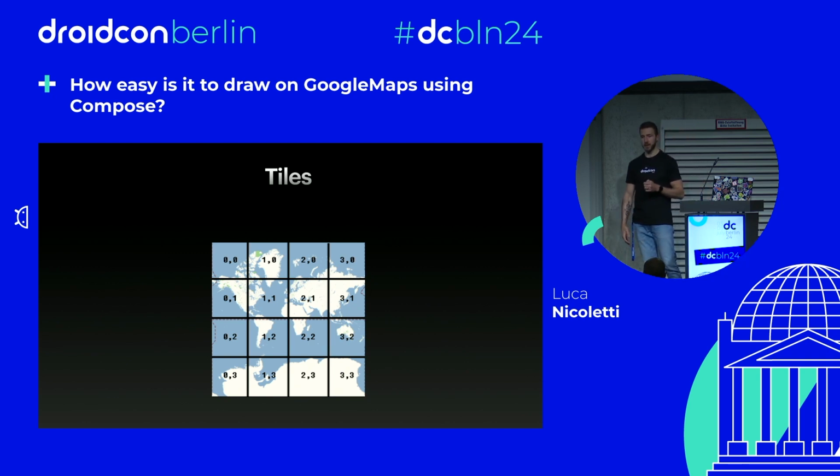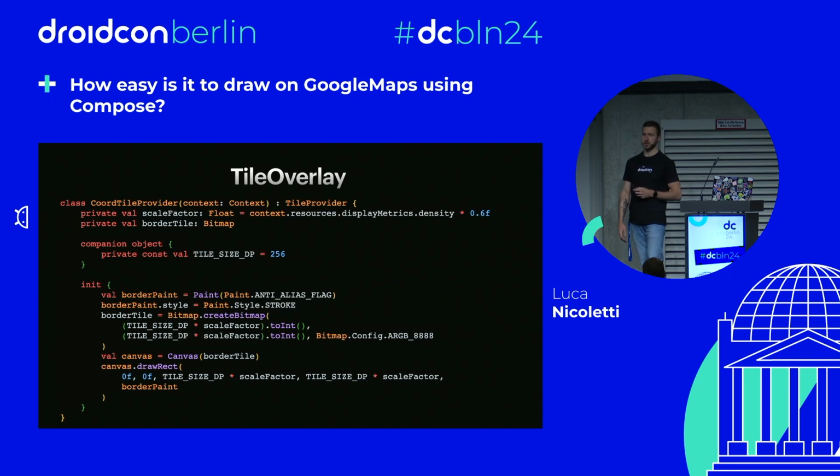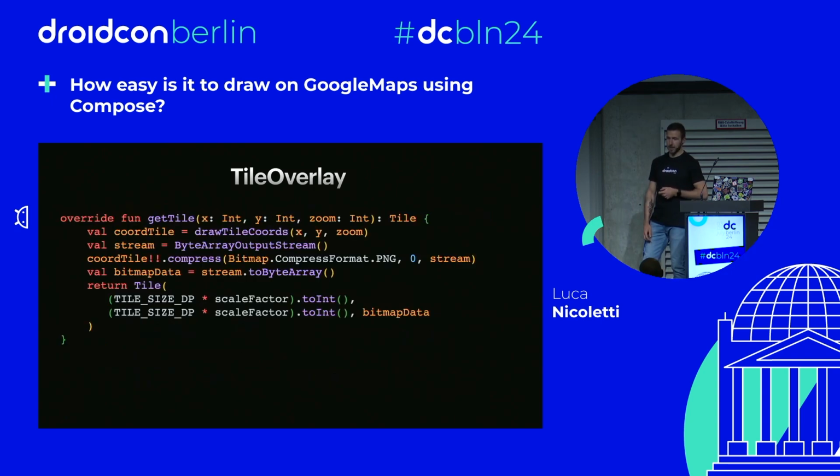Google gives you an example for the tile provider, which is a coordinate tile provider. Here is just a bit of initialization of the tile overlay provider. It creates a border to draw the border of every single rectangle. And then inside the getTile function, as you can see, you receive the X, Y, and zoom. It draws the coordinates on the tile, creates a byte output stream array, compresses the canvas bitmap in the stream array, and returns a tile for that specific area.